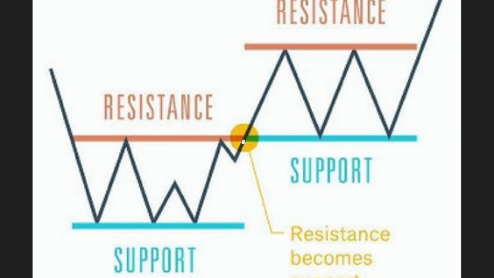That works the same way the other way around. So if support gets broken, it can act as resistance. This isn't a guaranteed thing, but it is. If it's a strong resistance line and then it ends up getting broke, it actually could be a strong support line as well. And that shows in this display, right?